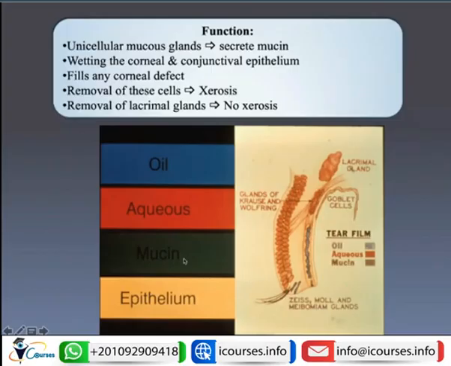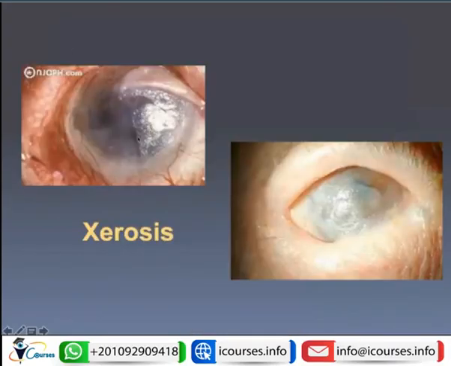So destruction of these cells will lead to a syndrome or a disease called xerosis. This xerosis is not caused by removal of the lacrimal gland, but it's caused by removal of the goblet cells. So here is what the xerosis looks like. There will be opacification and dekeratinization of the cornea and the conjunctiva, and this usually occurs due to cicatrization of the conjunctiva, causing damage of the epithelium, as it occurs in many diseases like trachoma or ocular cicatricial pemphigoid or Stevens-Johnson syndrome or chemical burn. All these diseases may lead to this condition.